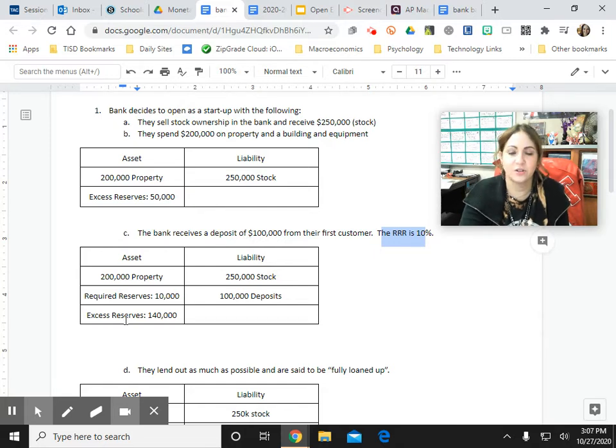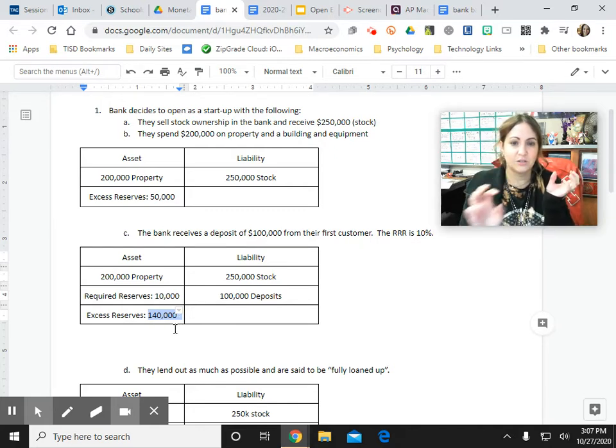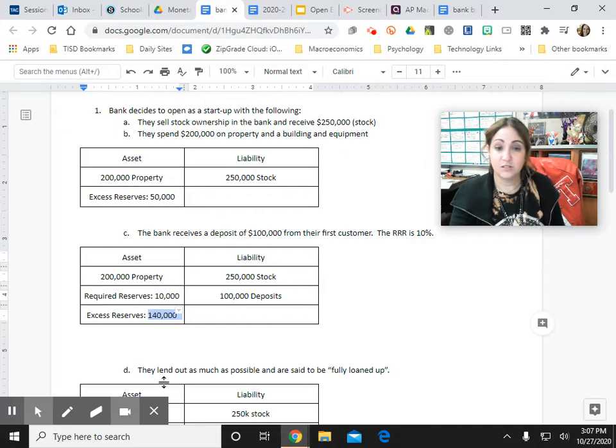Well, it goes into excess reserves. And the reason that excess reserves is now $140,000 is that there was 50 from the previous question, and we added 90. So basically, we took that deposit and we split it. 10% of it goes into required reserves. The other 90% goes into excess reserves. So notice how these are still balanced. On one side, you total it up to $350,000. On the other side, it's $350,000.